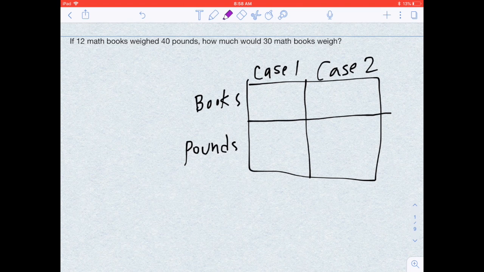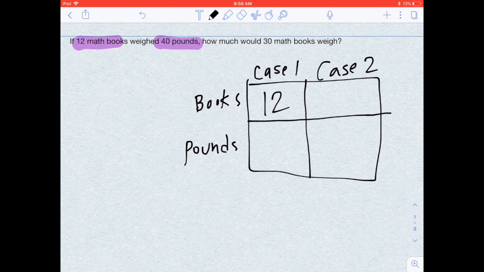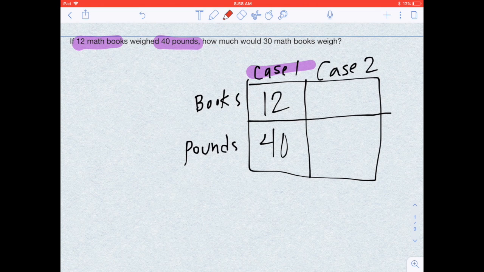In the first case, it says 12 math books weighed 40 pounds. So I have 12 books, 40 pounds. That is case 1. But there's a second set of books that I'm comparing with this. How much would 30 math books weigh? That's going to be case 2. I don't know the pounds, but I do know how many books I have. I have 30. So then I can put a P for pounds here. This should look a lot like the ratio boxes we've been doing.